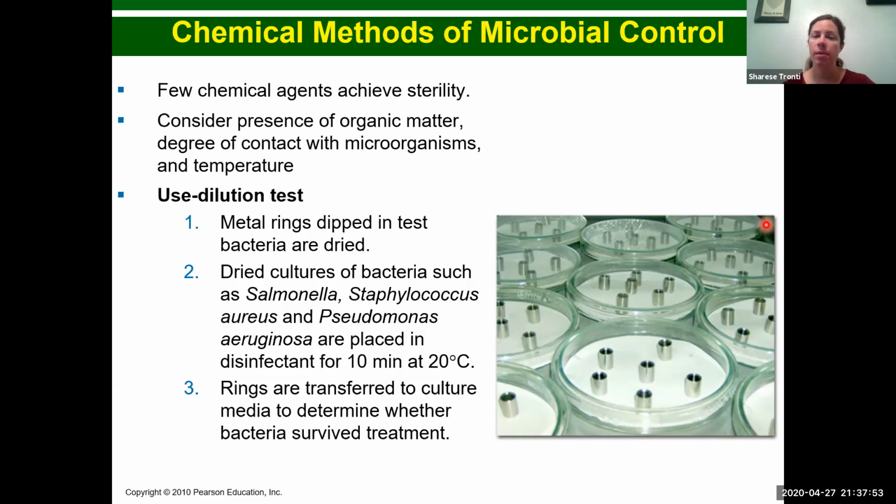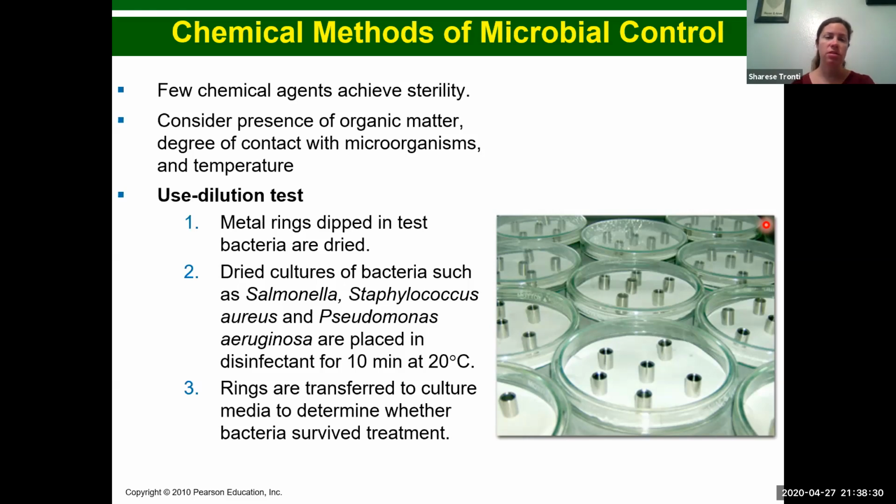There's not very many chemical agents that will achieve sterility. And things that will affect this: if they're in the presence of organic matter, how closely the chemical can penetrate into the substance that the microorganisms are on, as well as temperature, will all have an effect on whether chemical methods are effective. So there's two different methods we're going to talk about where you can test the effectiveness of these chemical methods.